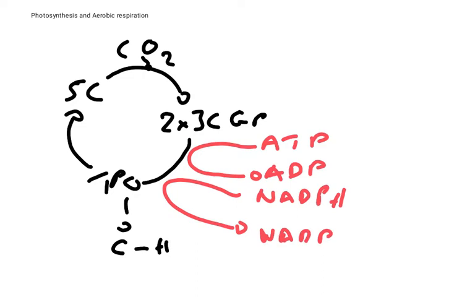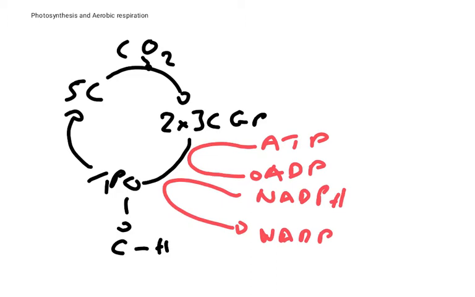In order for the light-independent reactions, known as the Calvin cycle, to proceed, you need carbon dioxide, you need ribulose bisphosphate, you need ATP, and you need NADPH. So you need a source of energy and a source of electrons. And that's going to enable you to reduce carbon.